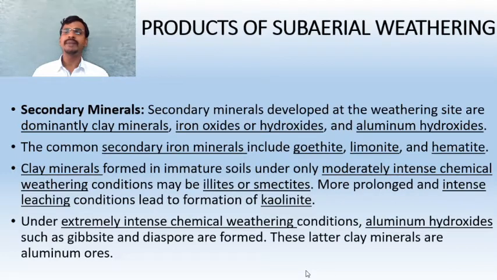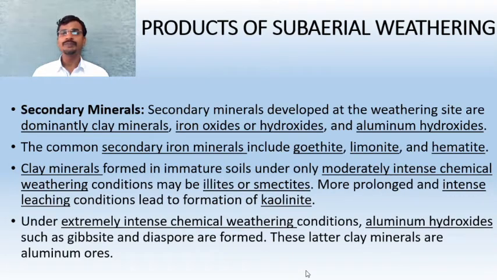Now let's go into the secondary minerals. Secondary minerals developed at the weathering site are dominantly clay minerals, iron oxide or hydroxide and aluminium hydroxides. The common secondary iron minerals include goethite, limonite and hematite. Clay minerals formed in immature soils under only moderately intense chemical weathering conditions may be illite or smectite.